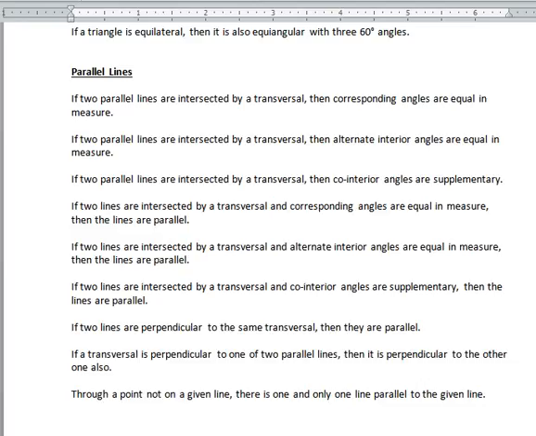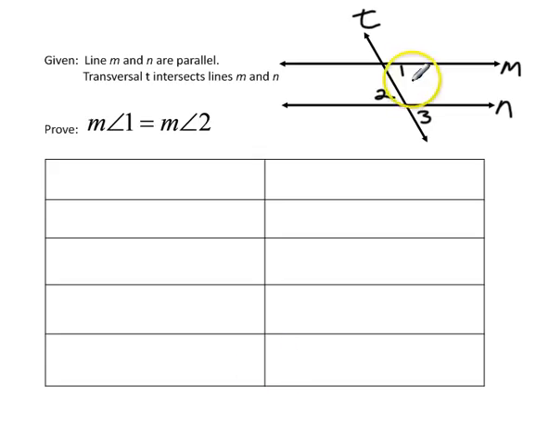Well, if we come and look, angle 1 and 3 are corresponding angles, and we know lines M and N are parallel, so we know that angle 1 and angle 3 are equal in measure. 2 and 3 are vertical angles, and we know the vertical angle theorem says that vertical angles are equal in measure. Well, if angle 2 is equal to angle 3 and angle 1 is equal to angle 3, then what do we know? Well, we know that 1 and 2 must be equal by substitution.